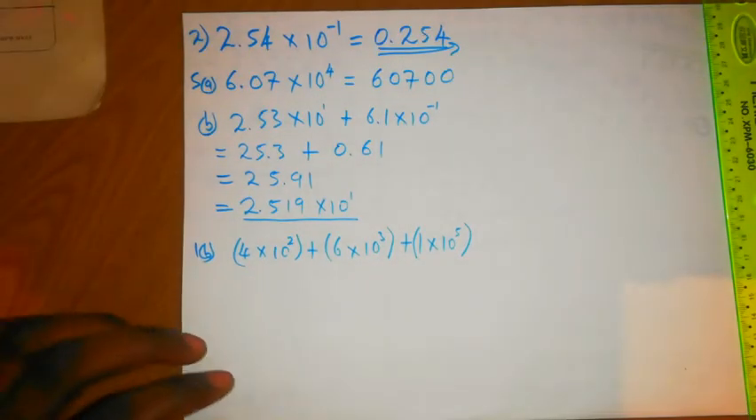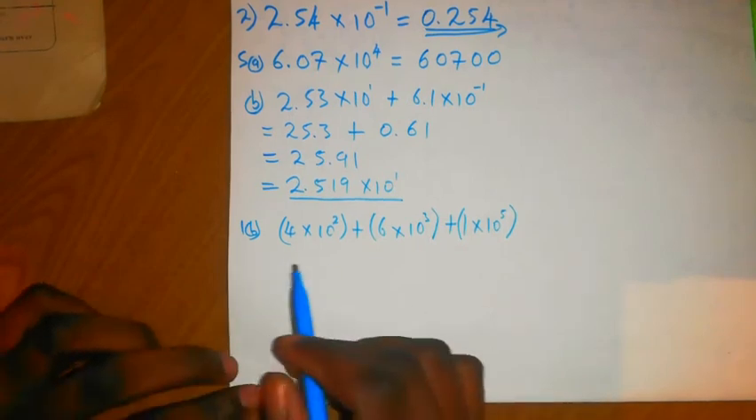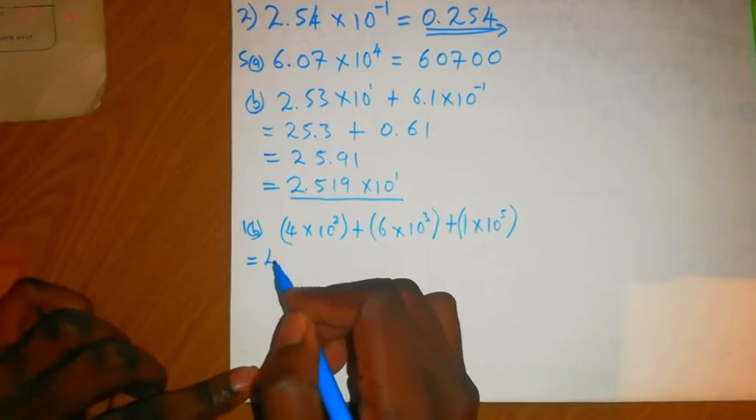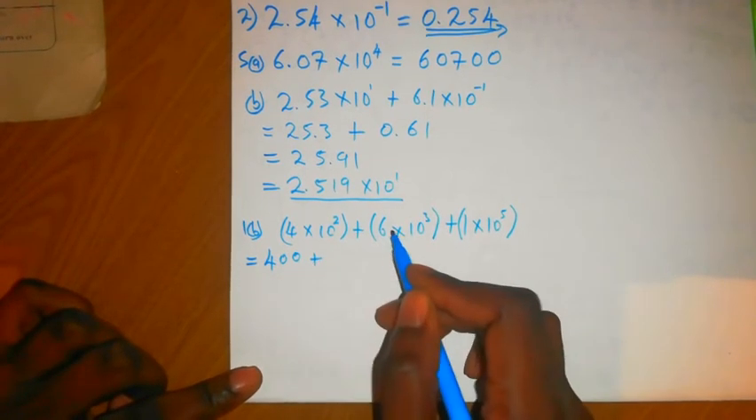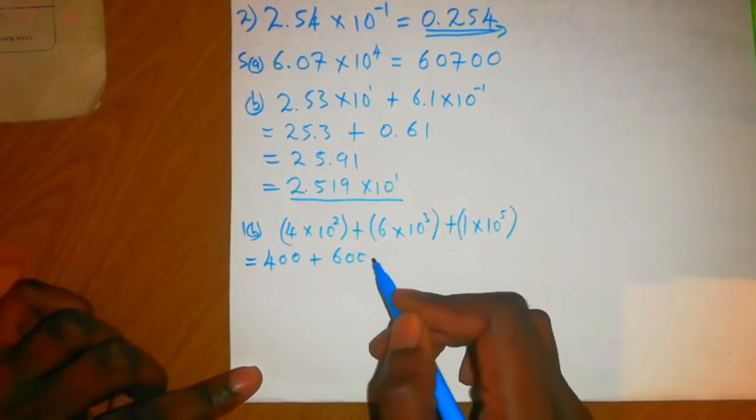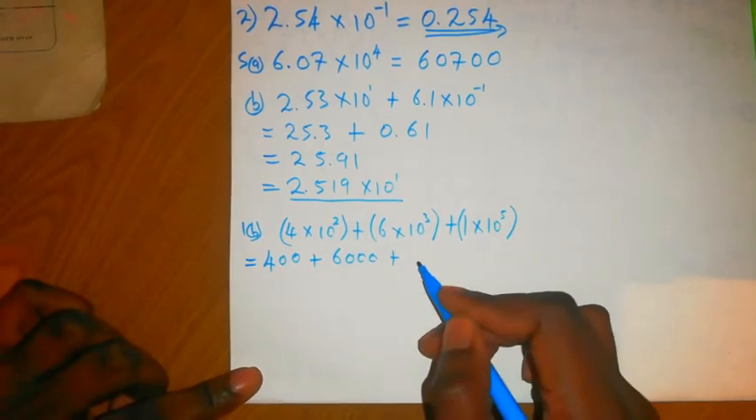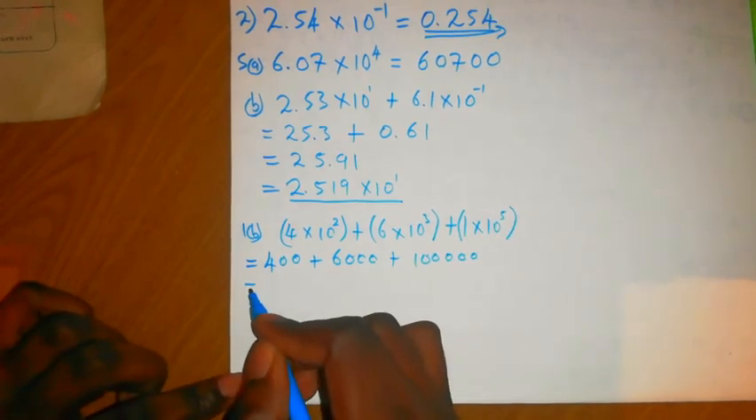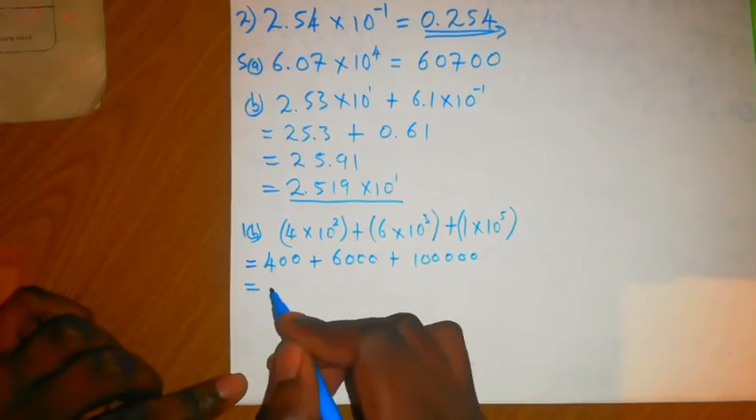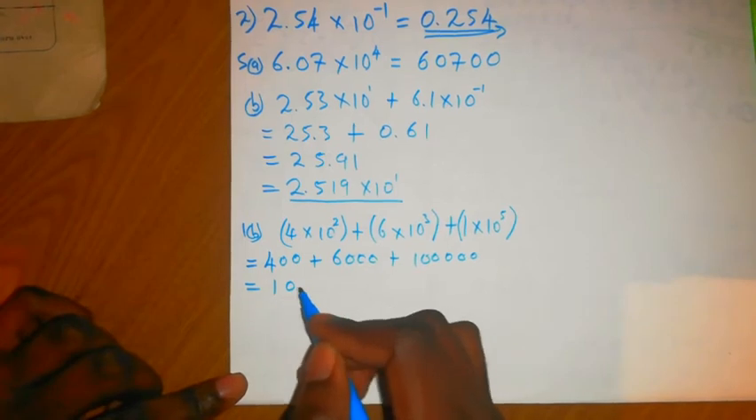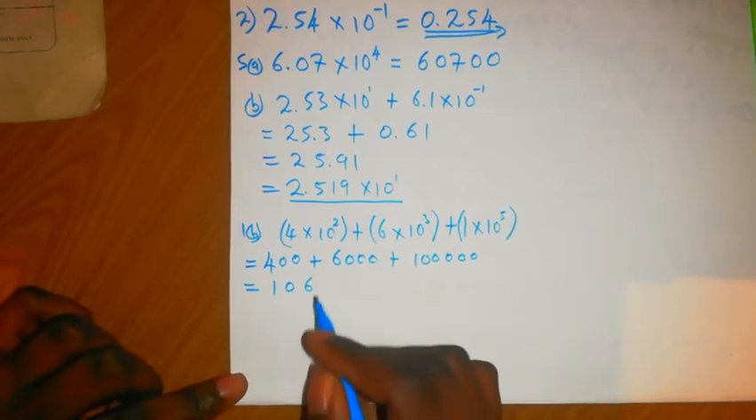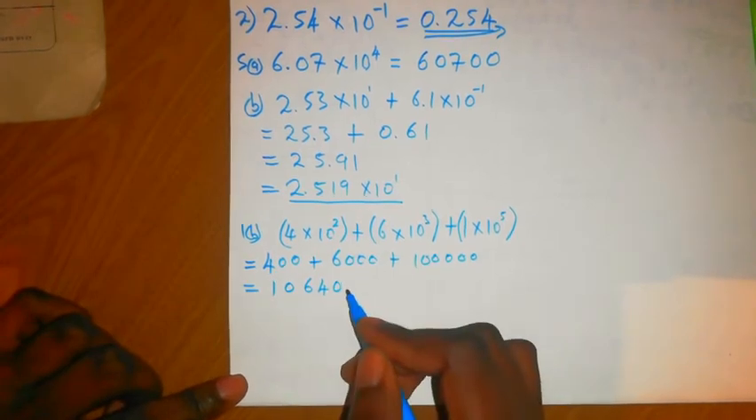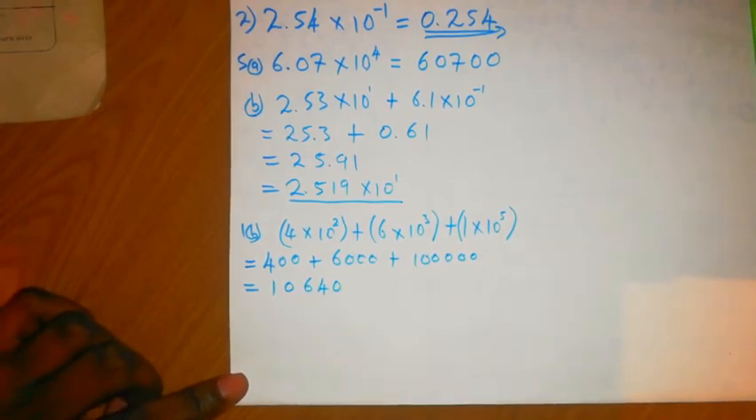In this case, we are adding, so we have to convert everything into its ordinary form. So that's 4 times 10 to the power 2, that equals 400, plus 6,000, plus 100,000. So I'm going to obtain 106,040.